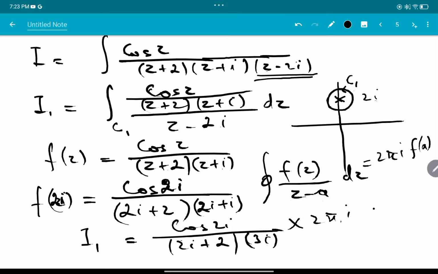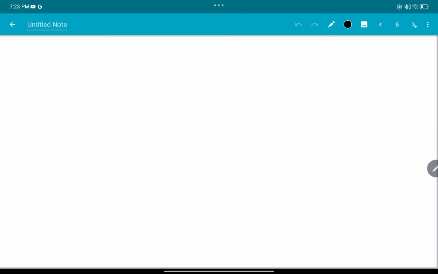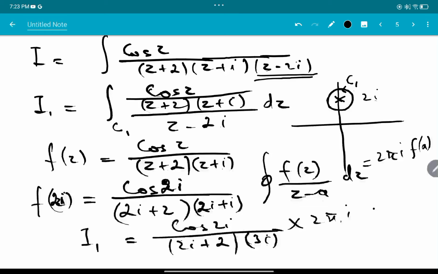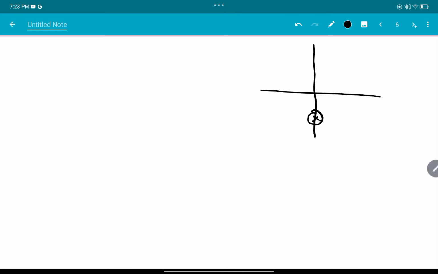So we have the value of I1. Similarly, in order to find the value of I2, I will take this singularity now. How much was this singularity? Let me check. The next singularities are z equal to i and z equal to minus i. The z equal to minus 2 is outside our original curve. So this is the singularity, and the circle that I have chosen here is C4.